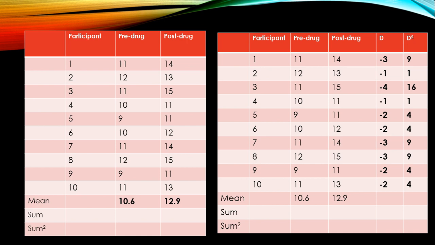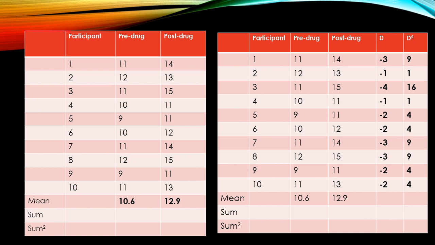Likewise, you do exactly the same for the post-drug condition. Condition A, condition B. So post-drug is condition B. So you add 14 plus 13 plus 15 plus 11 plus 11 plus 12 plus 14 plus 15 plus 11 plus 13. Add it all up. Divide by 10, the number of participants. And the mean score, on your calculator or doing it on paper, whichever you find easiest, will come out as 12.9, which again you have in bold at the bottom of the column there. So far so good, hopefully.